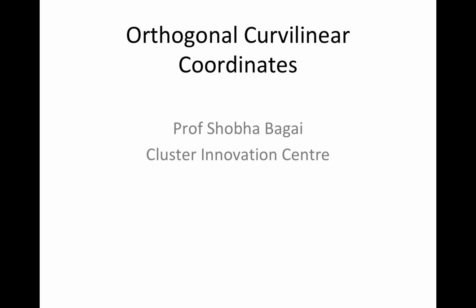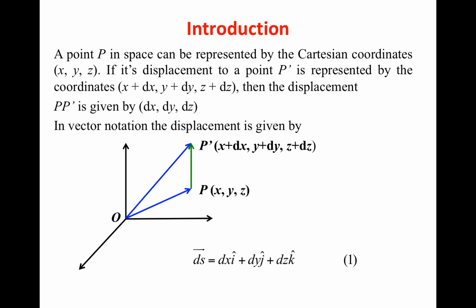Hello and welcome to the lesson on orthogonal curvilinear coordinates. Suppose we have a point P in space whose coordinates are given as x, y and z, and it is displaced to another point P dash whose coordinates are x plus dx, y plus dy, z plus dz. Then the displacement vector is given as dx into the unit vector along the x direction, i cap, plus dy j cap plus dz k cap, and so on.